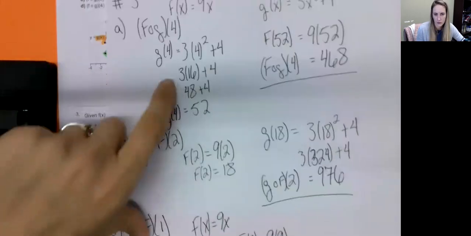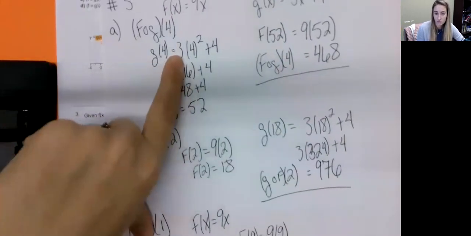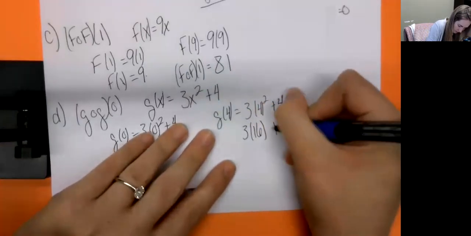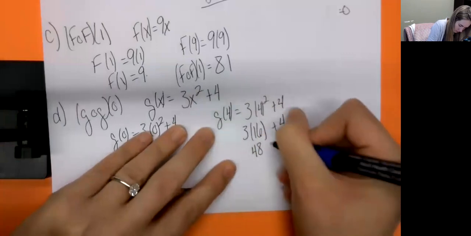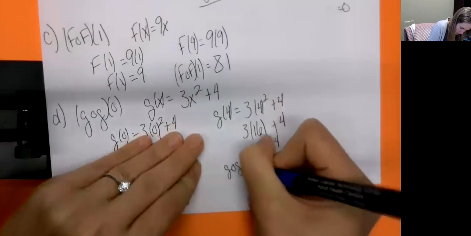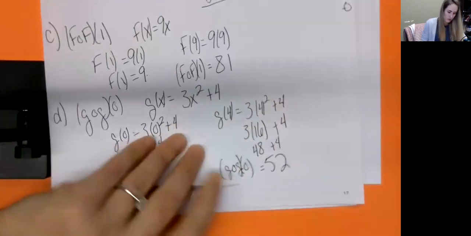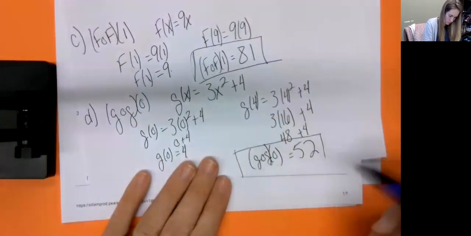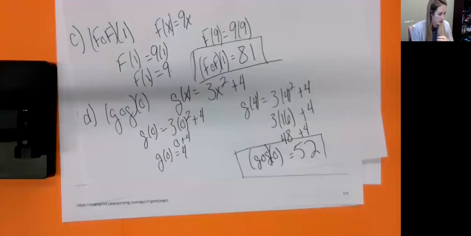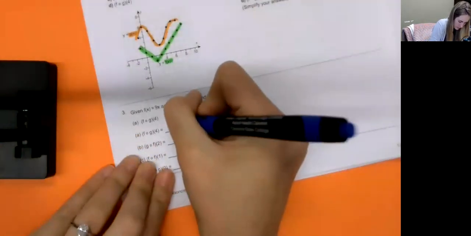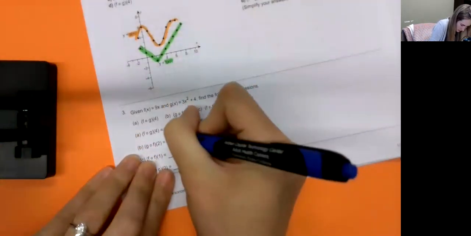So g of 4 now equals 3 times 4 squared plus 4. And one thing about these, on why you should write them all out, is because now this is the same as this one. So I don't have to work this one out again if I took good notes. So g of g of 0 equals 52. These are going to be a lot of algebra, but they're not hard. Plug in my answers over here.